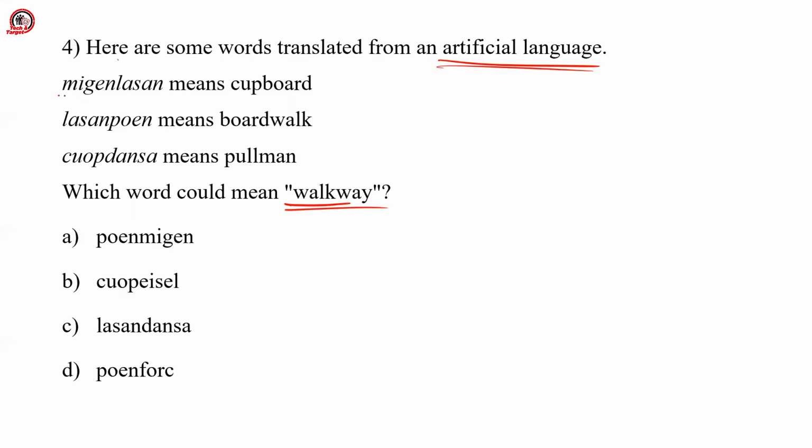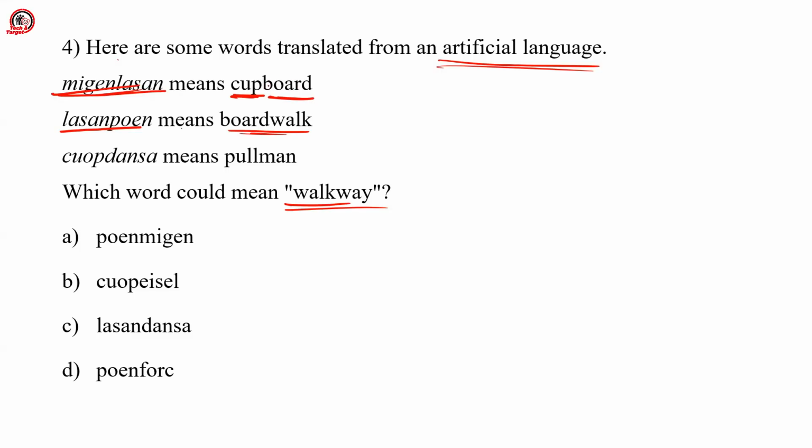Now, if you see here, Meigenlassen means cupboard. So there are two words here. The cup is a different word, board is a different word, and we don't know about this Meigenlassen, so we will not be able to tell what exactly is cup and what exactly is board. So we'll be able to understand that only after seeing the repeated words in the next sentences, right? Now we are seeing Lassenpoen means boardwalk, right?